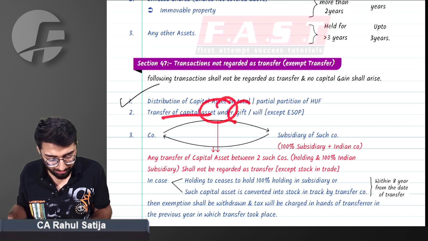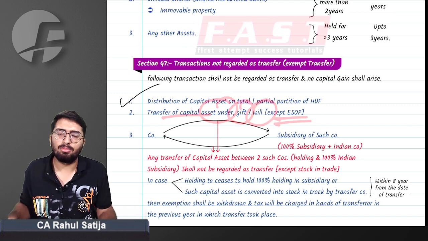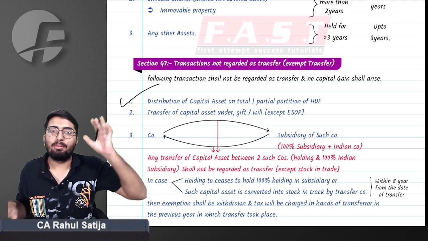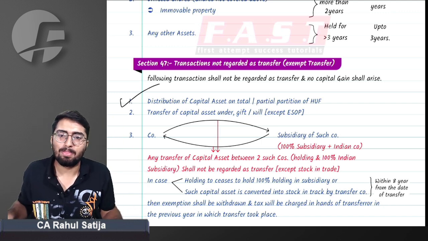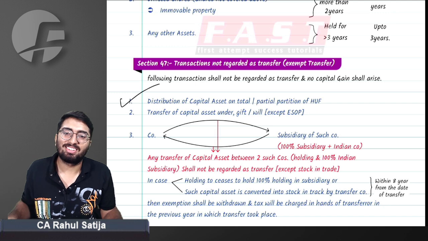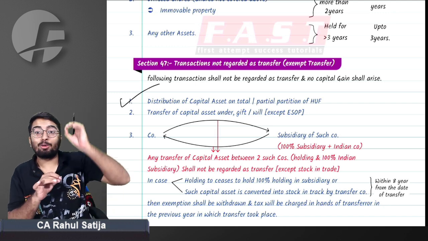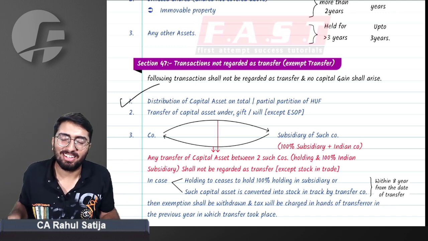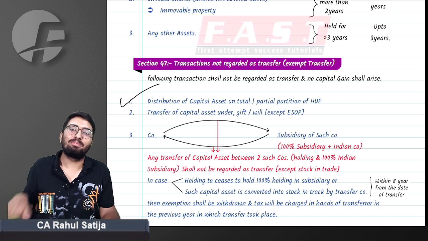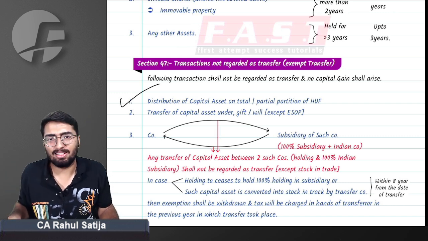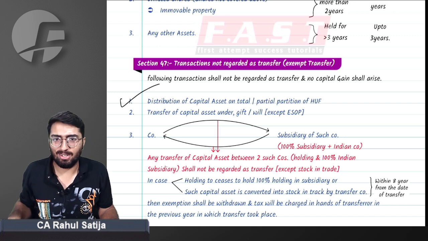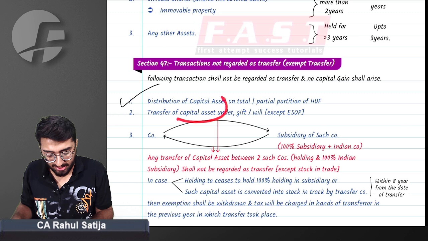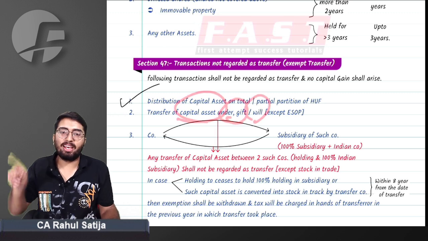Transfer of a capital asset under gift will be exempt. For example, I gift my property to my sister. It will be an exempt transfer. For example, I gift property to Shraddha Kapoor. It will be an exempt transfer, at least for me. But for Shraddha, it will be taxable under the head income from other sources. So any asset transferred under gift will be an exempt transfer.